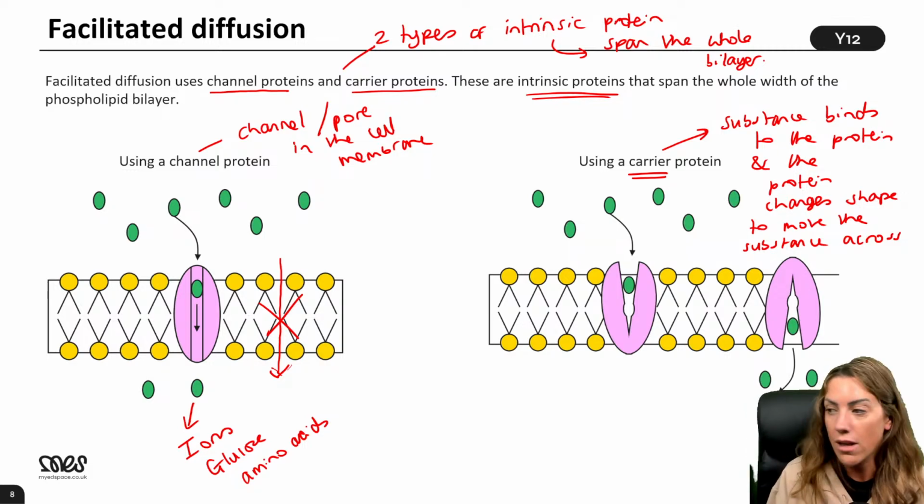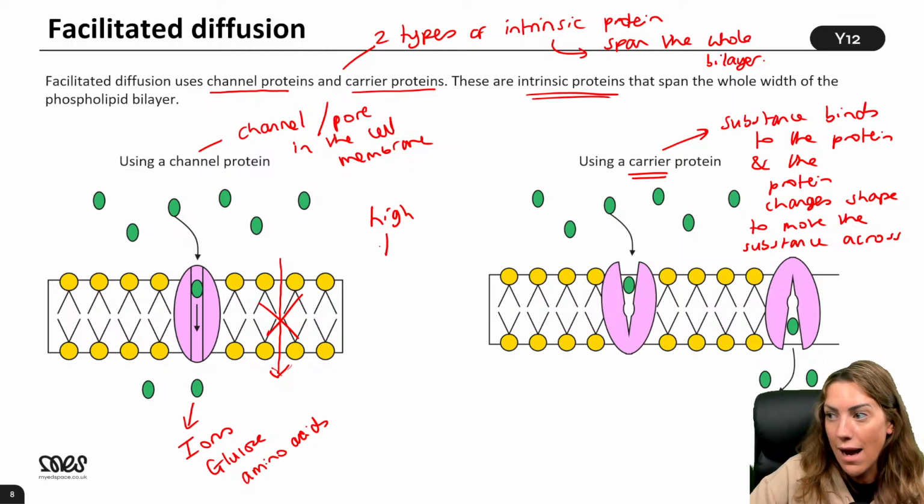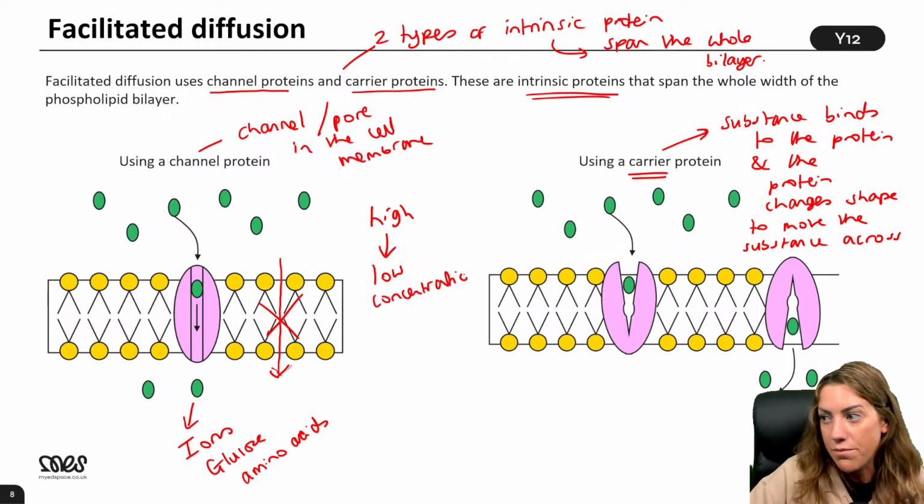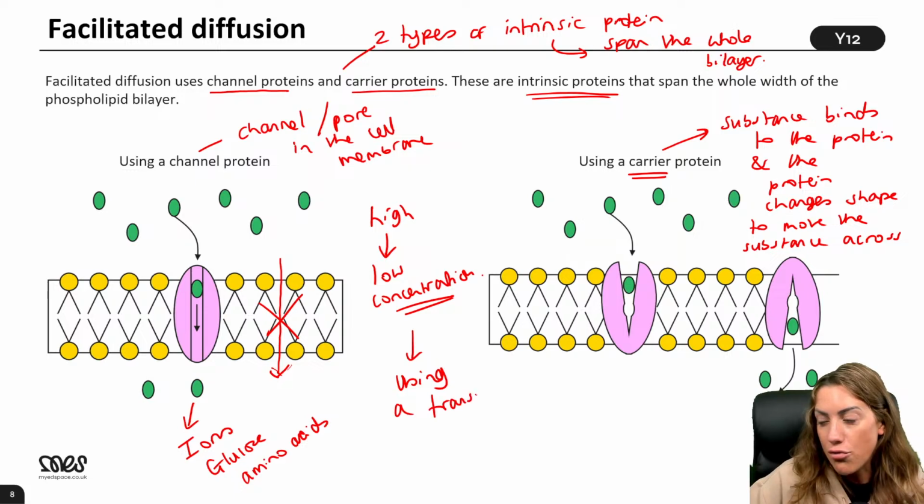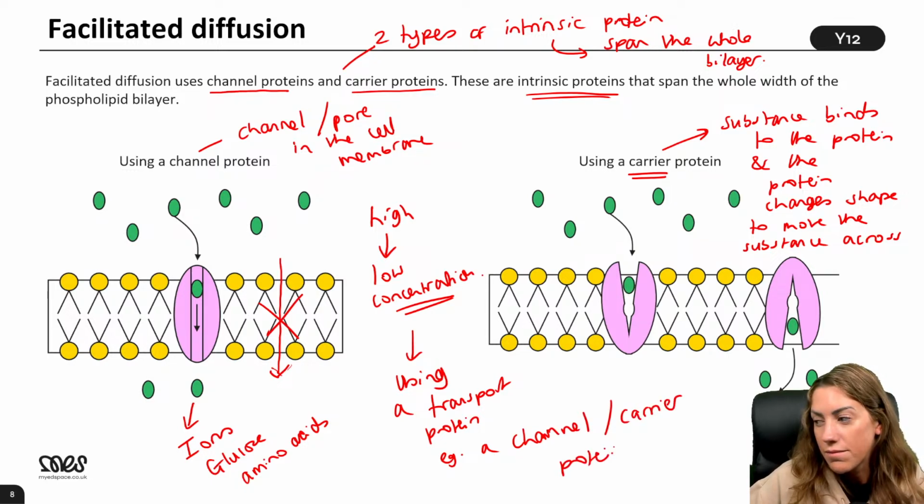But look, guys, both of these examples, we are going from high to low concentration. The only difference between this and simple diffusion is this is using a transport protein, e.g. a channel or a carrier protein. That's it.